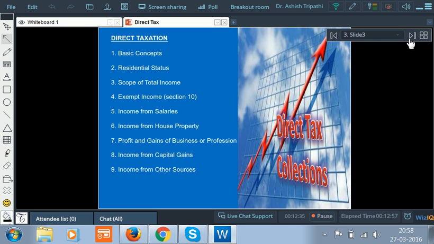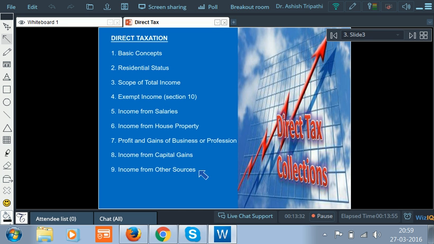The last head of income is income from other sources. All those income which you cannot fit in any of the above heads, like you cannot fit under income from salary, you cannot fit under income from house property, you cannot fit under profit and gain of business or profession, you cannot fit under income from capital gain. All those income which you cannot fit in any of these four heads will come under the last head, that is income from other sources. For example, if you win a lottery, you cannot say that lottery is your salary income. You cannot say that lottery is your income from house property. You can't say that it's your business or professional income. And you cannot say that you have sold your asset. Then such type of income will come under the head income from other sources.